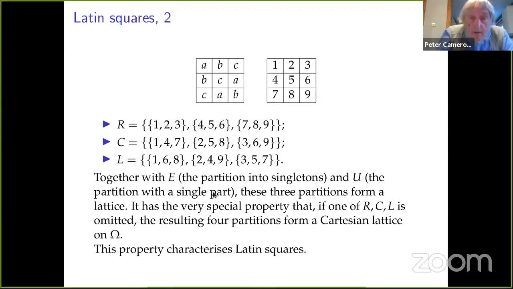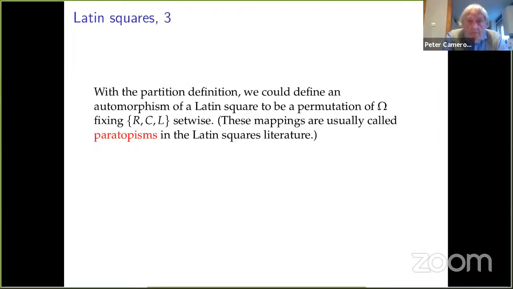Indeed, if you have any three partitions, so that they form a lattice, but if you leave one of them out, you get a Cartesian lattice, then what you have is precisely a Latin square, because if R and C form a Cartesian lattice, L tells you where to put the letters in that Cartesian lattice. So Latin squares we can recognize by this property that we have three partitions. Any two of them are the minimal non-trivial partitions in a Cartesian lattice.